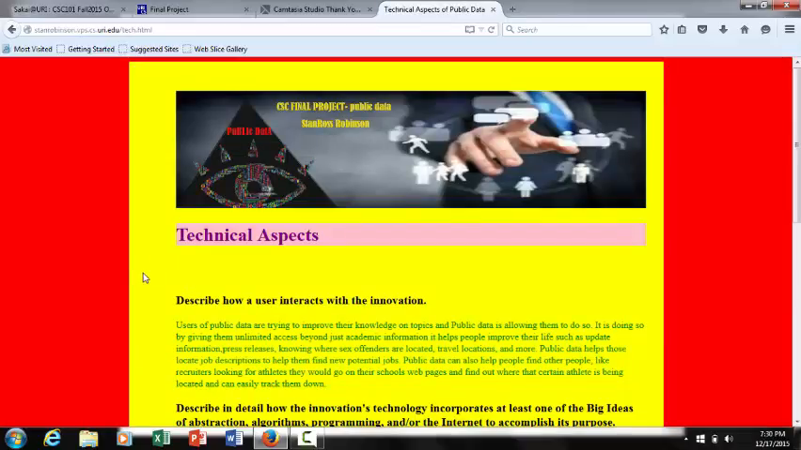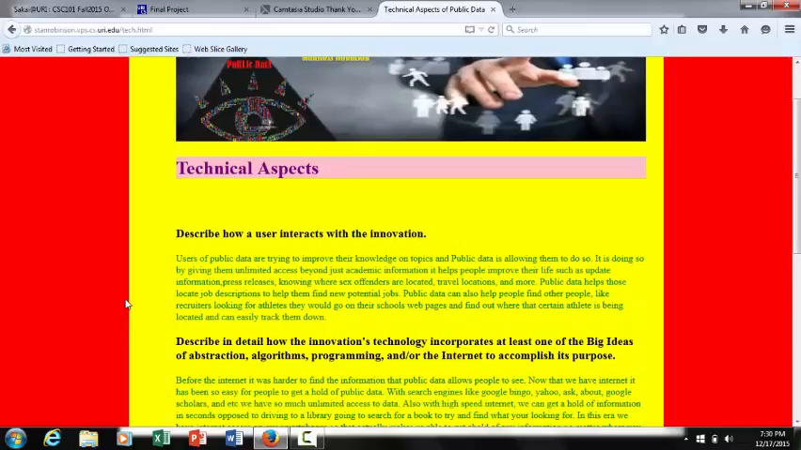The technical aspects of public data describe how a user interacts with public data. Users of public data are trying to improve their knowledge on topics, and public data is allowing them to do so. It is doing so by giving them unlimited access beyond just academic information. It also helps people improve their lives, such as updated information, press releases, knowing where sex offenders are located, travel locations, and more.